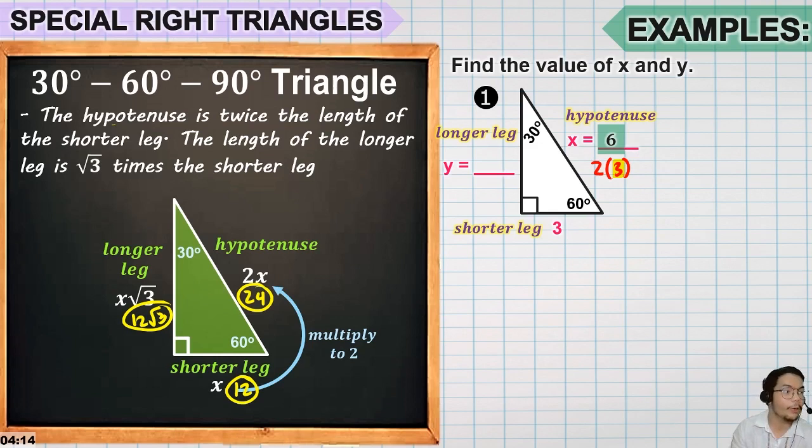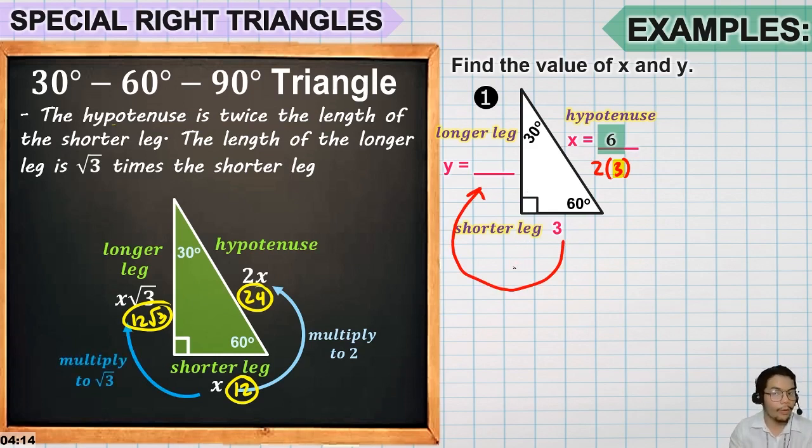Now, how about the longer leg? Ang sabi dito, longer leg is square root of 3 times the shorter leg. So, balik ka sa shorter leg. Then, i-multiply mo naman ito sa square root of 3 para naman makuha mo yung sukat ng longer leg. Multiply mo lang to sa square root of 3. Ang longer leg mo is 3 square root of 3. Gets po?